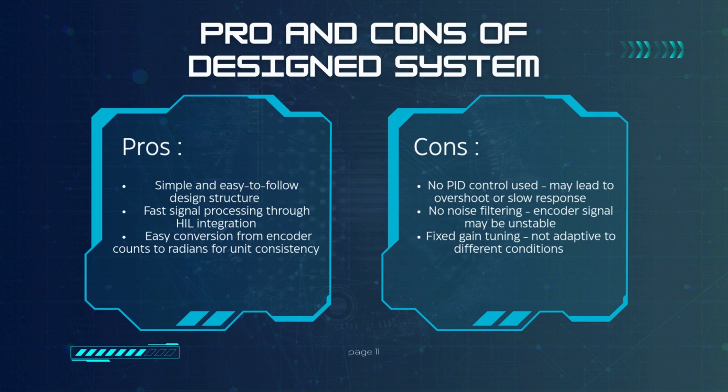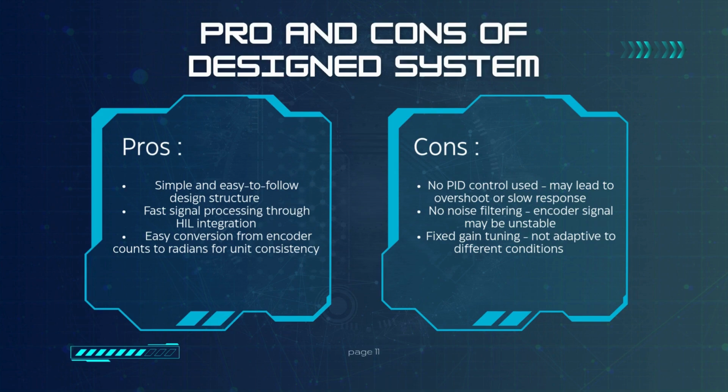Third, we have easy conversion from encoder counts to radians for unit consistency. We use gain blocks to convert encoder tick values into radians and also to convert user input from degrees to radians. This ensures both values are in the same unit, making calculations and control more accurate.